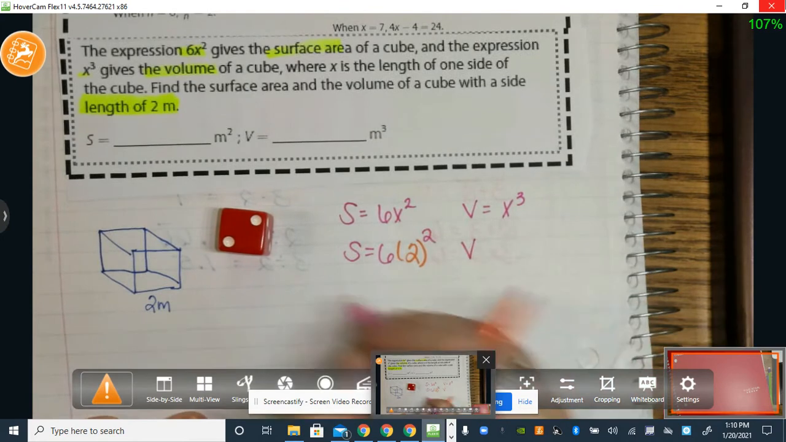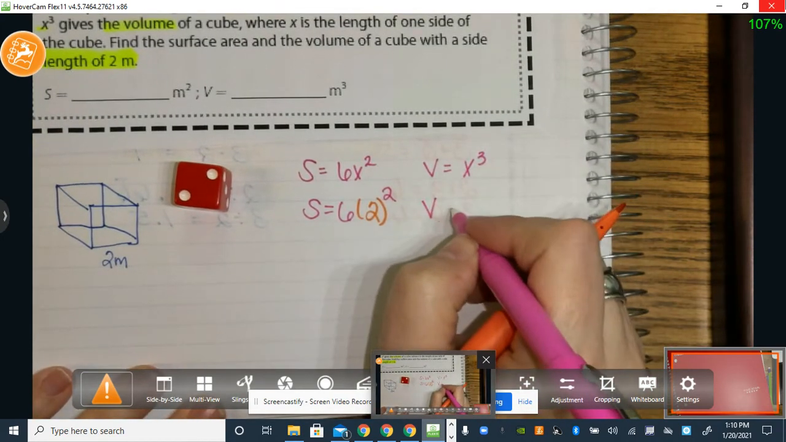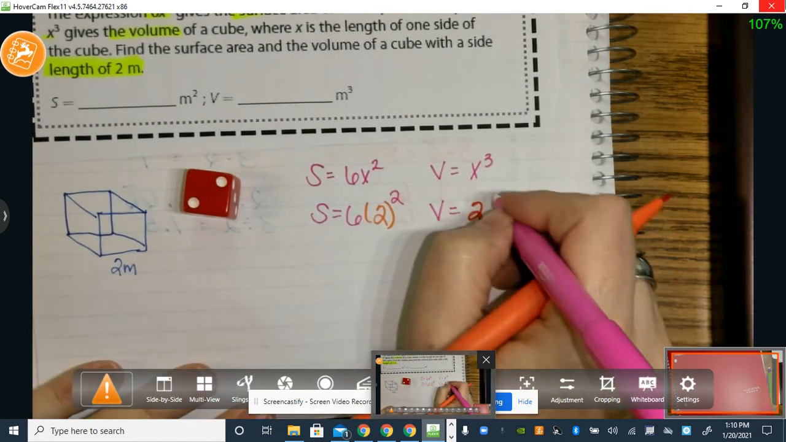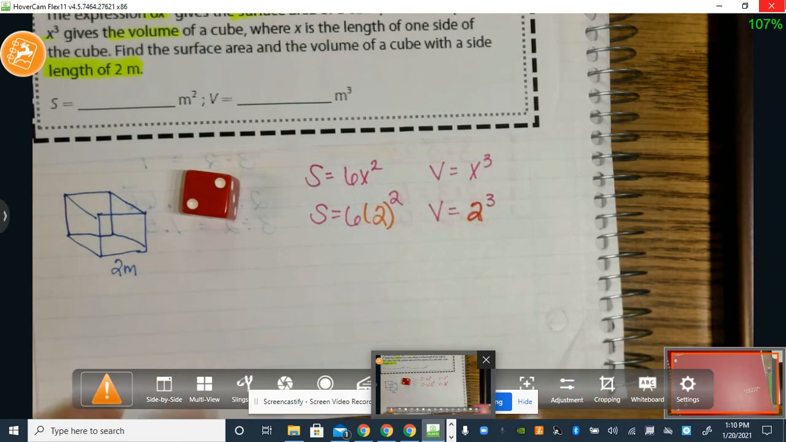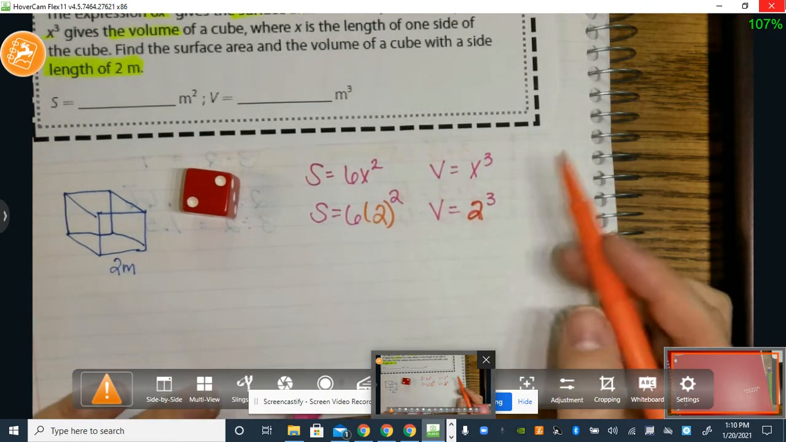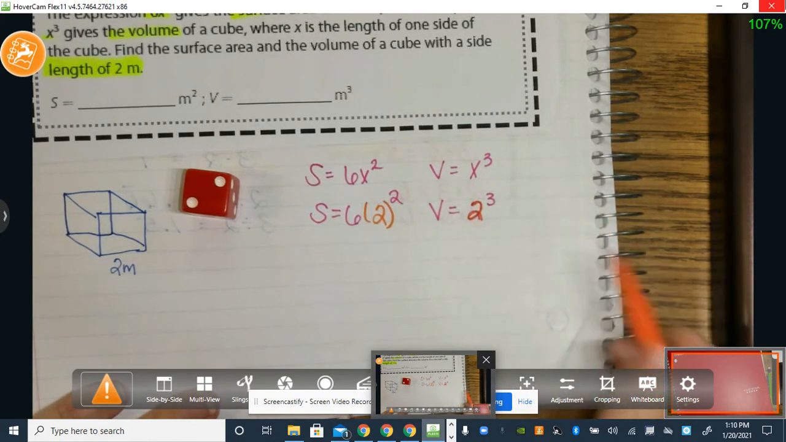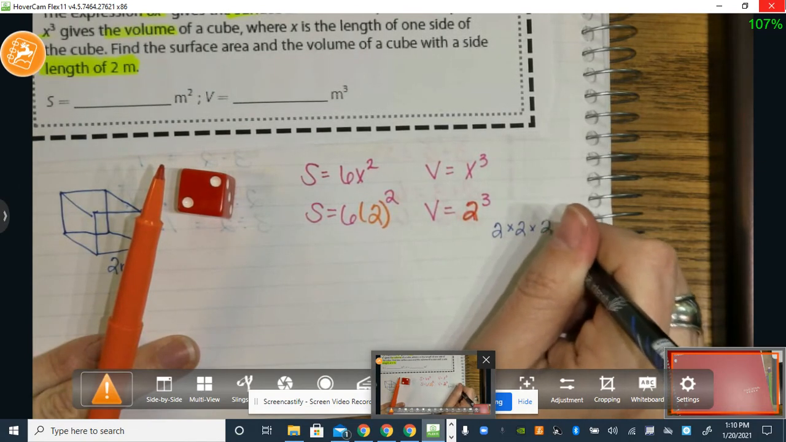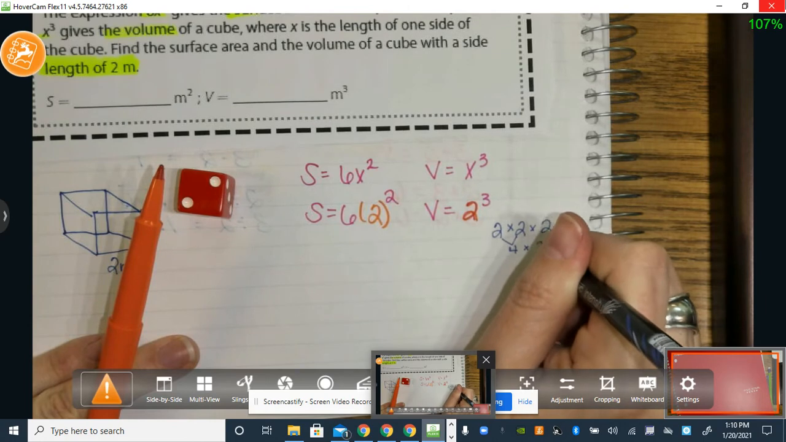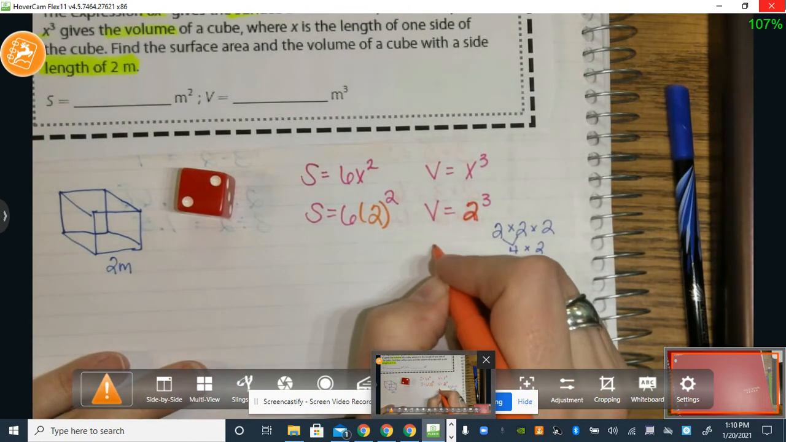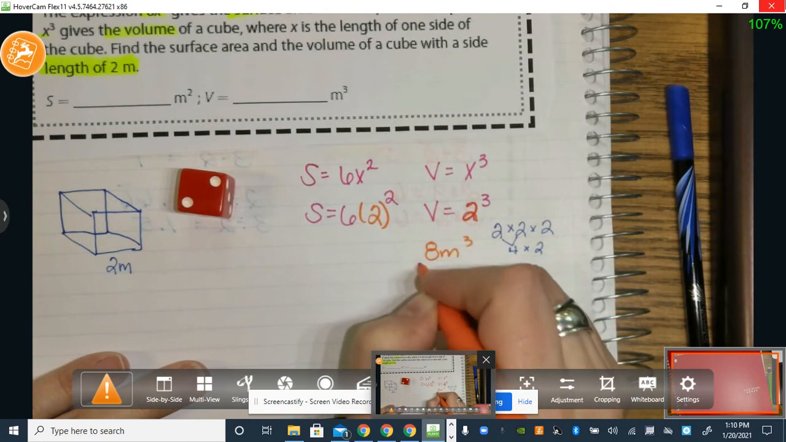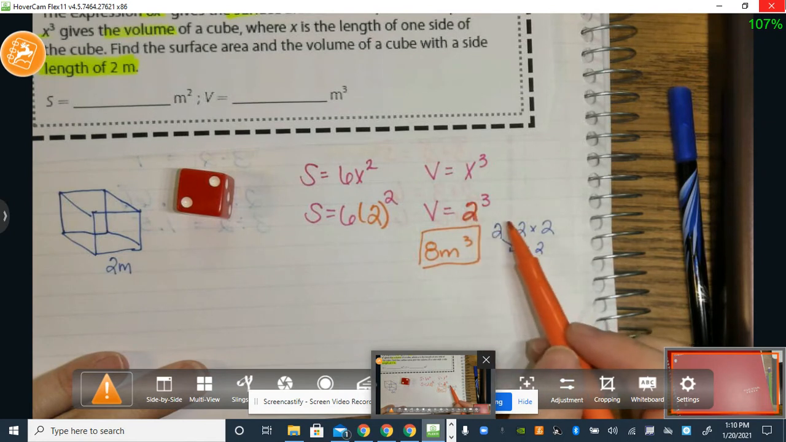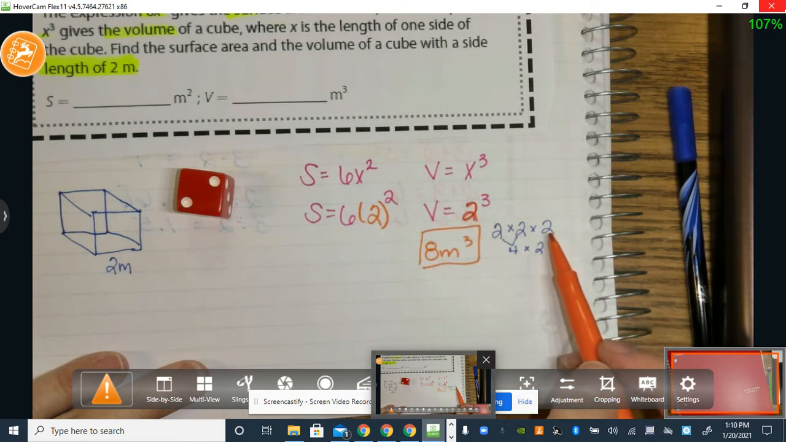So my volume, I'm just going to come over here and rewrite it just like I did in my other ones, would be 2 cubed. All right? So I'm going to do volume first, because that's just one operation. I'm cubing 2. So that is 2 times 2 times 2. 2 times 2 is 4. 4 times 2 gives me 8. So this would be 8 meters cubed, because this 2 cubed is 2 times 2 times 2 in expanded form.